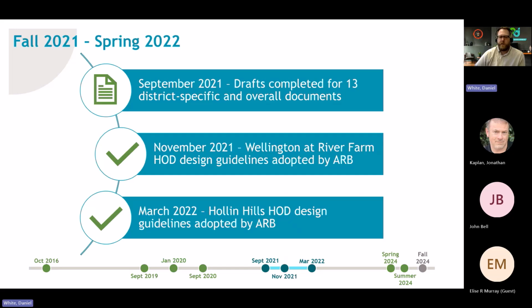By September of 2020, the EHT Traceries team had completed all site visits and background research and had also created outlines of the document templates. By September of 2021, drafts for the new overall document and the updated district-specific documents were completed. The consultant also created the design guidelines for Wellington at River Farm and the Holland Hills HODs. As I said, both HOD studies for these districts were authorized by the Board of Supervisors after the original contract for the project was awarded.